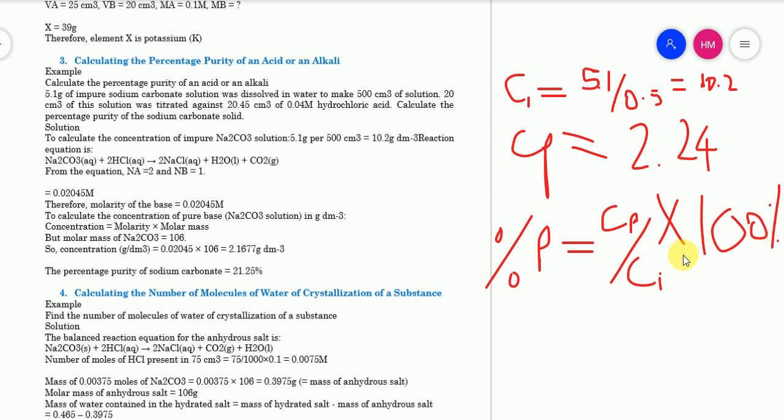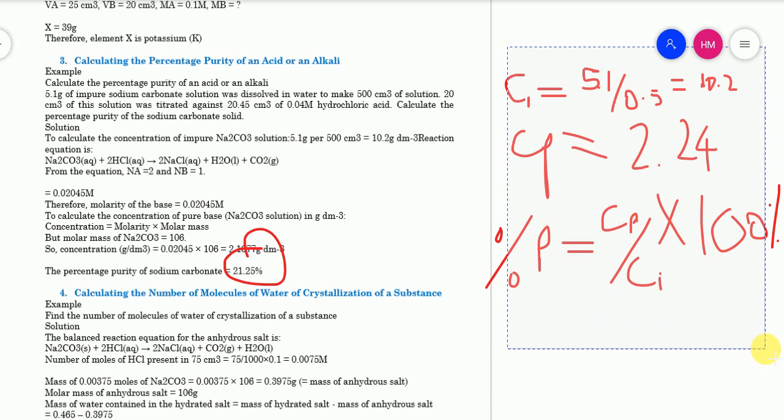We divide it with the, tunadivide na ngapi? 2.24 tunadivide na 10.2, tunapata 0.22196. Tukizidisha kwa 100 unapata 21.996. Yeye kujibu lake amepata 21.25, lakini the answers are approximately the same. Kwa mwalimu, anakuwa anajua tu kwamba okay, the answer is exactly the same.